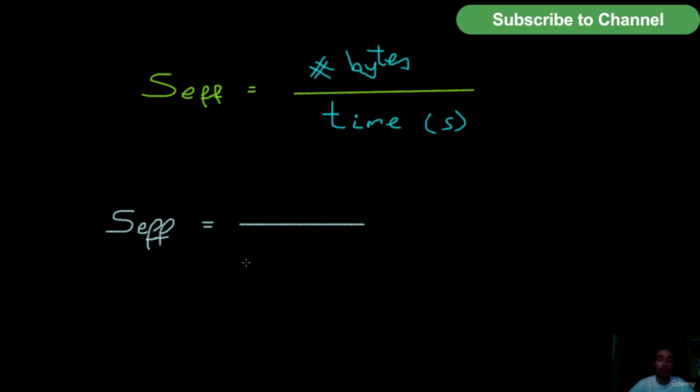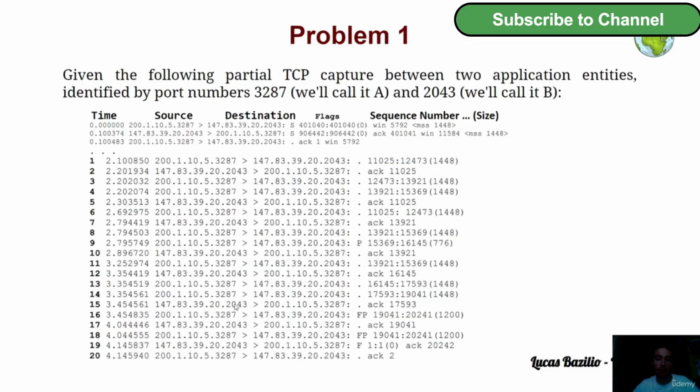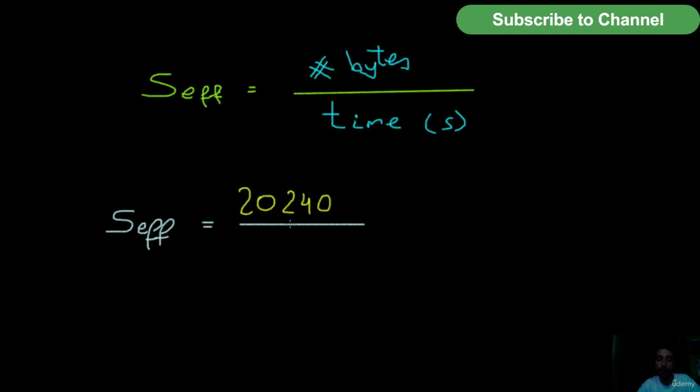So here we have the bytes, 20,240. This is the amount of bytes. And now what about the time? Well, we only need to look at the last one, and this is around 4.15. If we round this value, here we need to count all of the segments. So the last one that we see here until the TCP connection finishes, it is this one. So the time is 4.15 seconds.